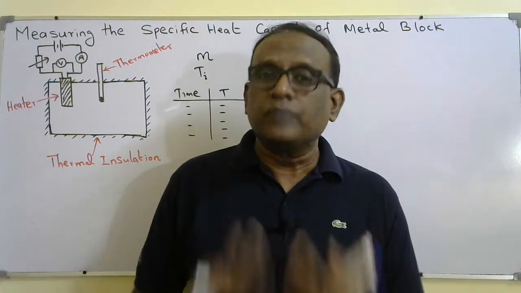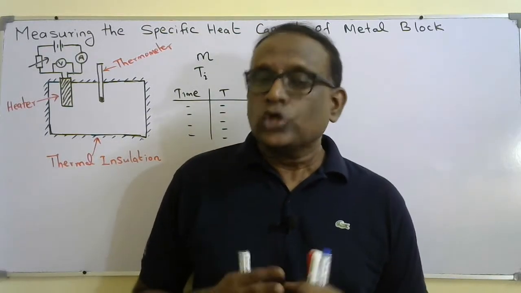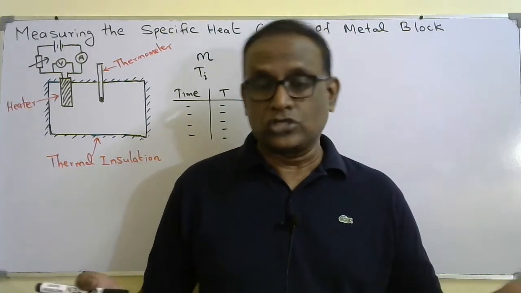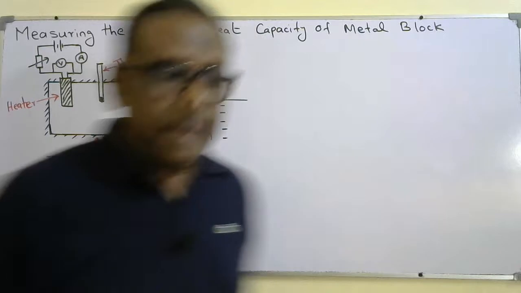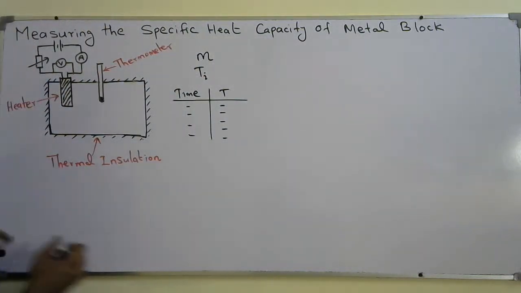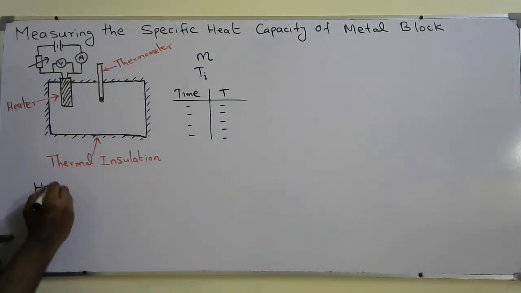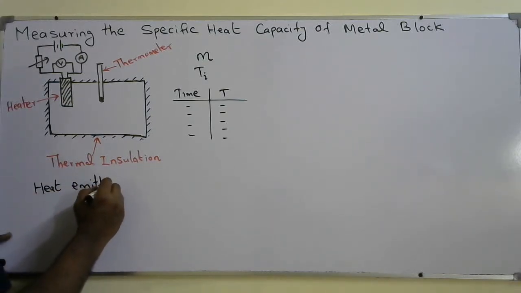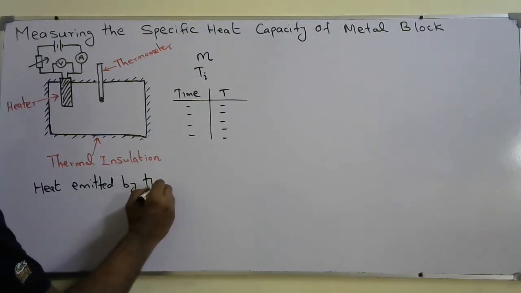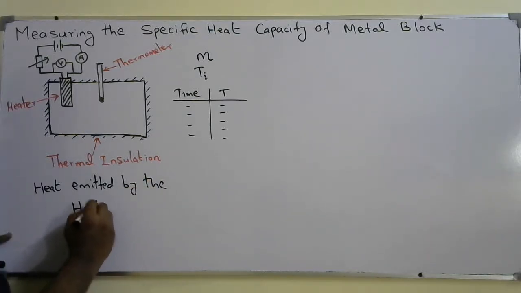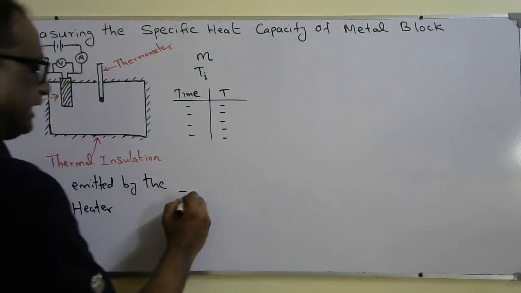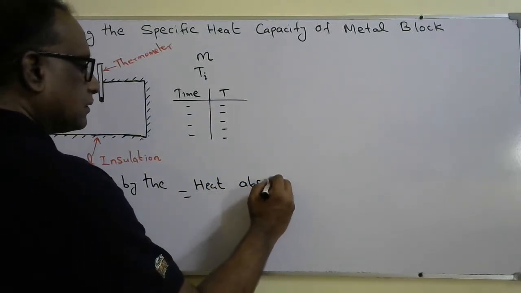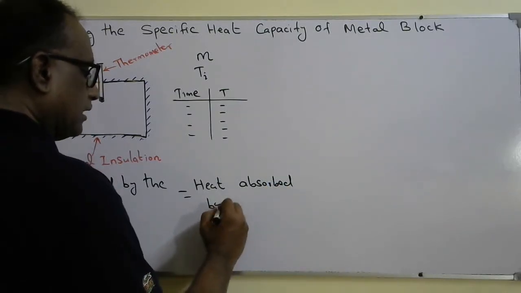Heat is given out by the heater. There is no heat loss to surroundings, so all the heat given out by the heater is absorbed by the metal block. So we can write an energy equation: heat given out by the heater, heat emitted by the heater, is equal to heat absorbed by the metal block.